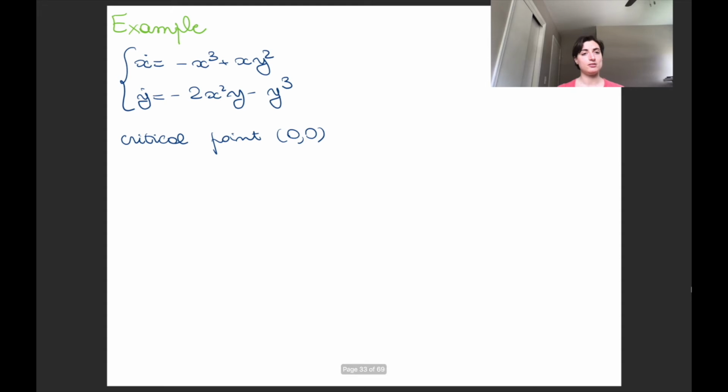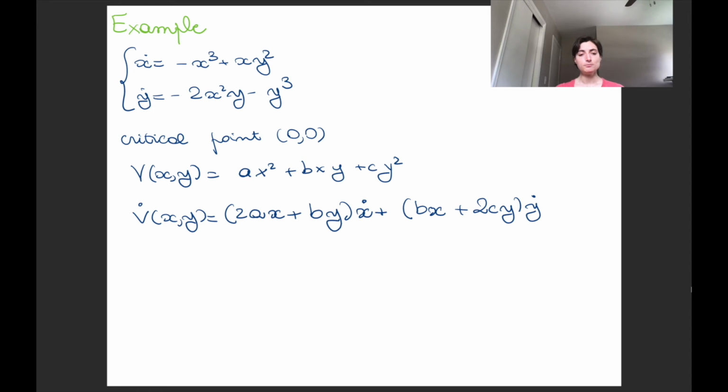So let's try an example. We have x dot equals minus x to the third plus x y squared, and y dot is minus x squared y minus y to the third. Again, linear stability analysis tells us absolutely nothing, but we know that we have a critical point at 0, 0, and we try to figure out if this critical point can be stable or unstable. So I'm just gonna try out a Lyapunov function of the shape we just saw. I'm just gonna guess v of x and y being equal to a x squared plus b x y plus c y squared.